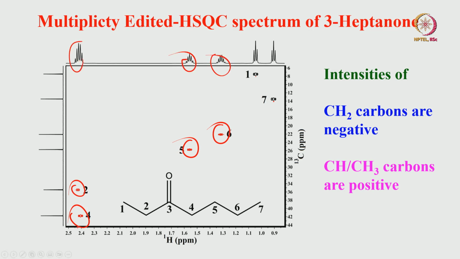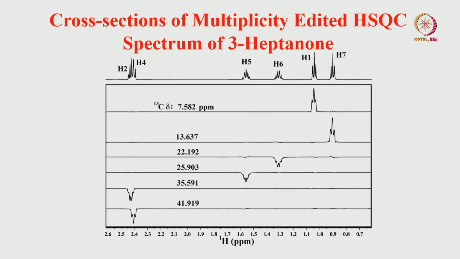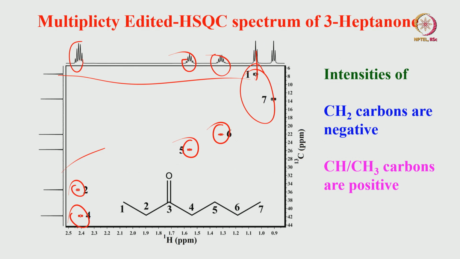and these must be CH3 protons, CH3 carbons here. This is proton chemical shift, carbon chemical shift. So CH3 carbons are identified and CH2 carbons are identified based on the signs. One has negative intensity, other has positive intensity. You may say the color code is like this. That is the way it is followed.